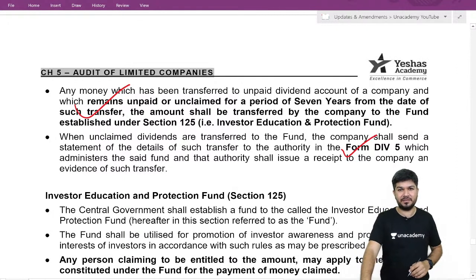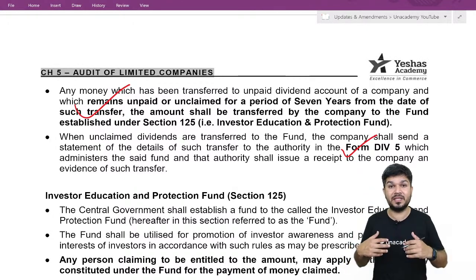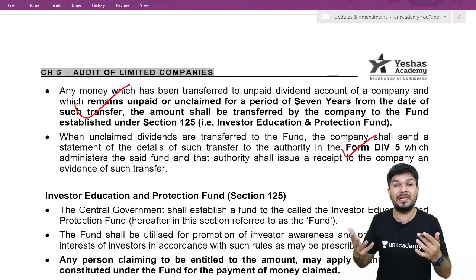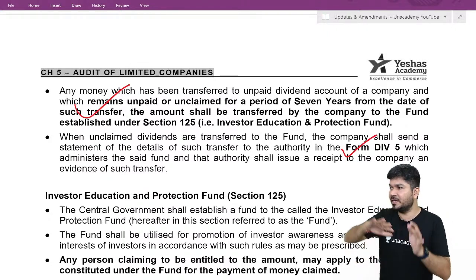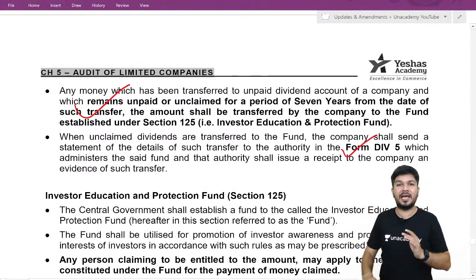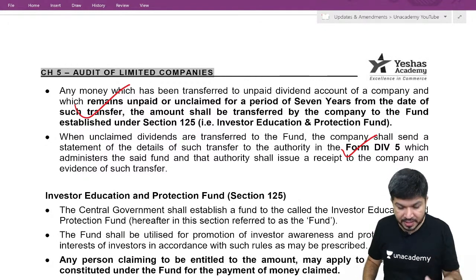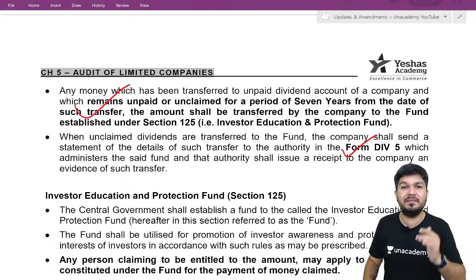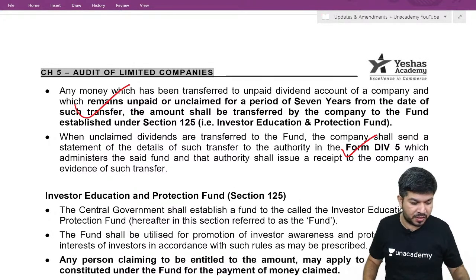Now, sir, what's IEPF? It's a fund established by central government. Those dividends which remain unclaimed will go over there, not just dividend. Imagine matured debentures, matured public deposit. If the public is not taking, they will keep it in a separate account for 7 years. After 7 years, it will be given to IEPF. IEPF will use this fund for investor education and protection. The name only says investor education and protection. And IEPF audit will be done by C&AG and his team.